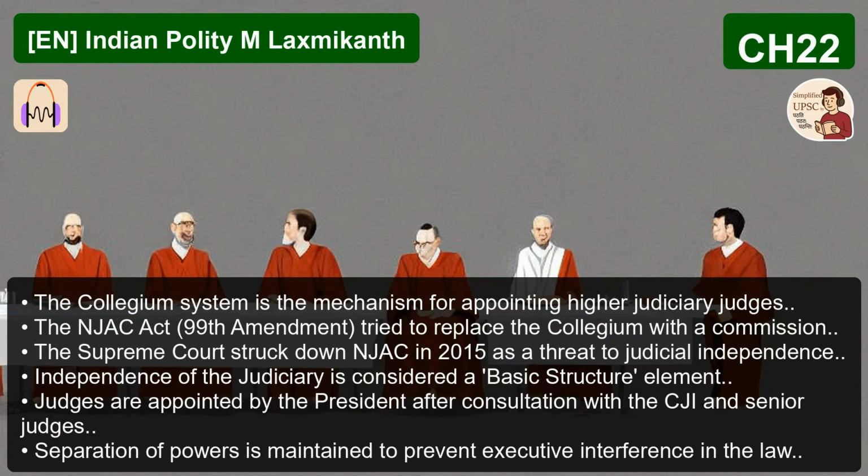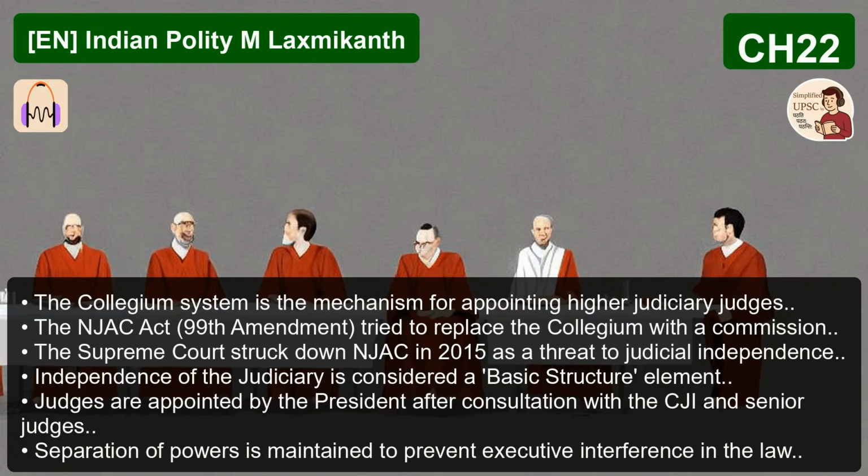What was the seismic shift that happened in 1978? That was the Maneka Gandhi case, and the Supreme Court completely changed its mind. What did it hold? It held that the procedure established by law must be fair, just, and reasonable. It couldn't be arbitrary, fanciful, or oppressive. This effectively infused the spirit of due process into Article 21.